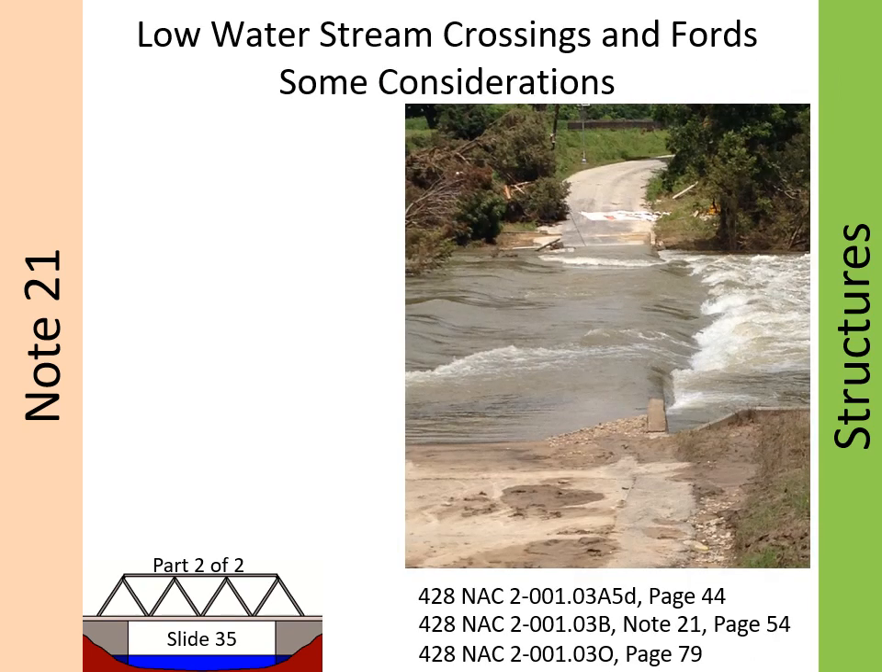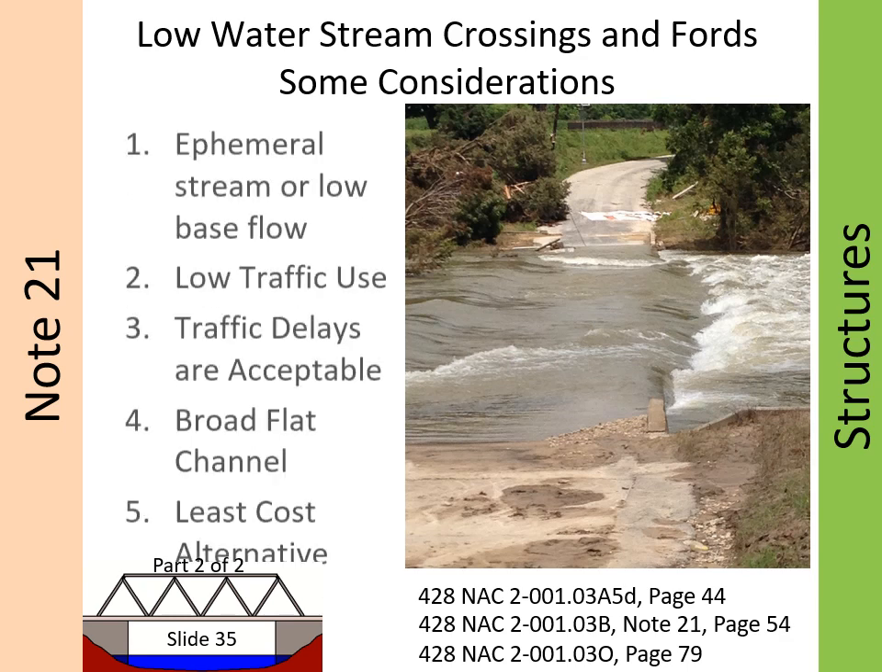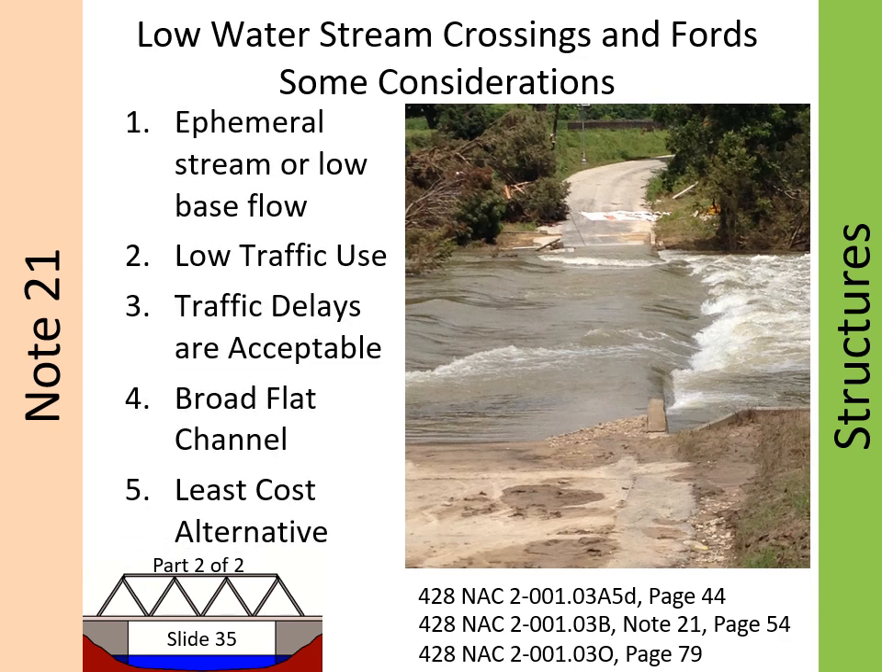Low water stream crossings and fords may be used in certain circumstances, in particular when flows are flashy, meaning that they come and go relatively quickly, such as ephemeral streams, or the stream has a low base flow. Traffic volumes are very low, delays are acceptable, the stream channel is broad and flat, and it is the least cost alternative. There are many considerations, including the passage of aquatic organisms. For rivers and streams that convey large flows, bridges and large culverts are better suited.